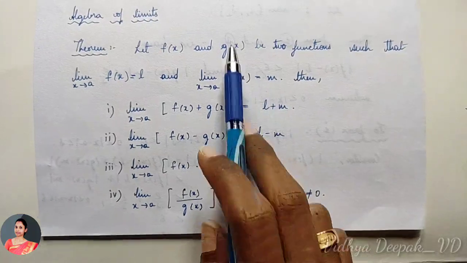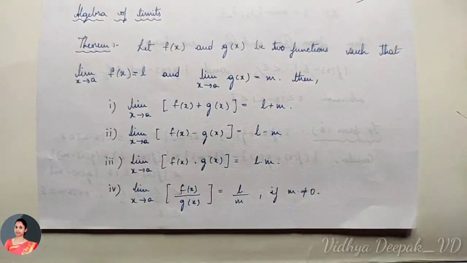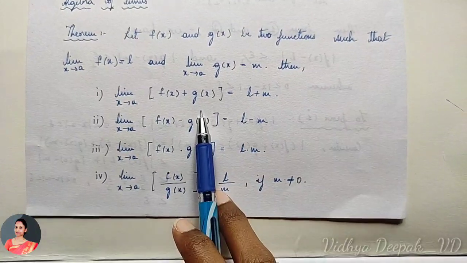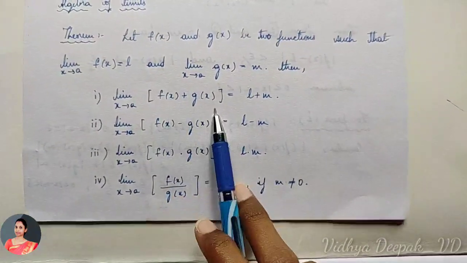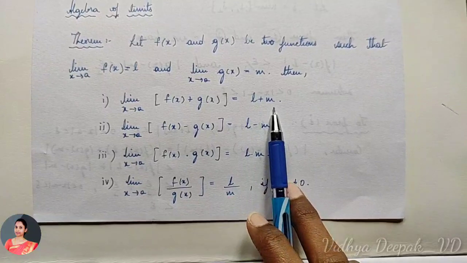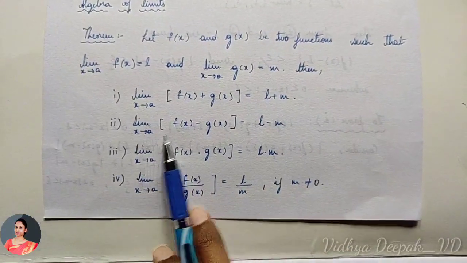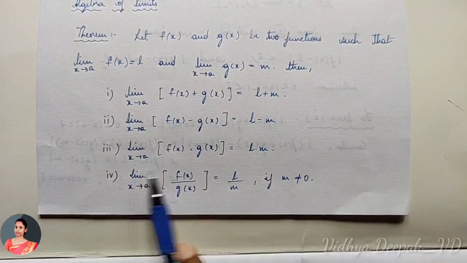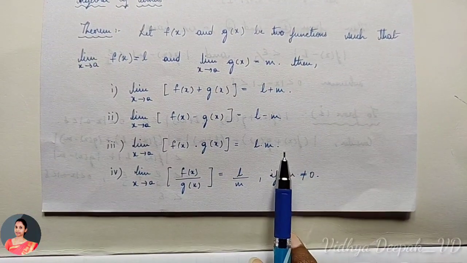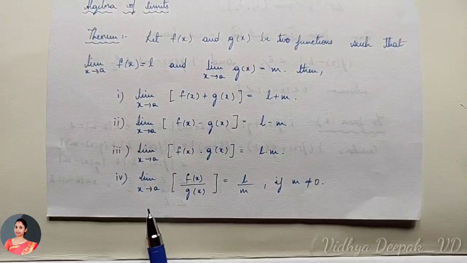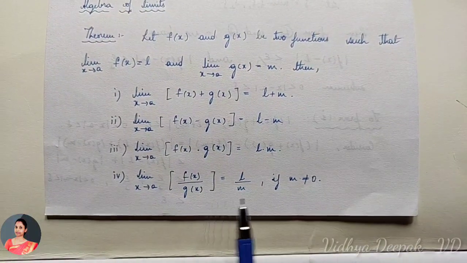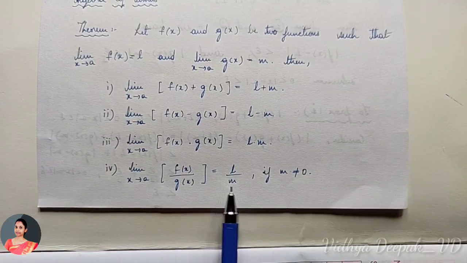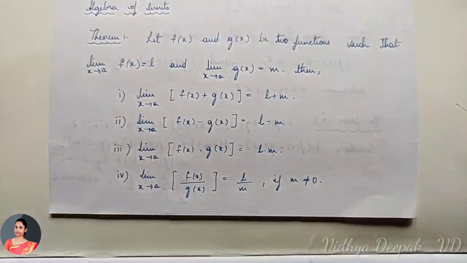Okay, so when this is the condition, we have 4 points here. Limit x tends to a, f of x plus g of x, that is function f of x plus g of x, the limit will be L plus M. The limit as x tends to a of f of x minus g of x will be L minus M. Limit x tends to a, f of x into g of x will be L into M, and limit x tends to a, f of x divided by g of x is L by M if M is not equal to 0, that is, the denominator M is not equal to 0.